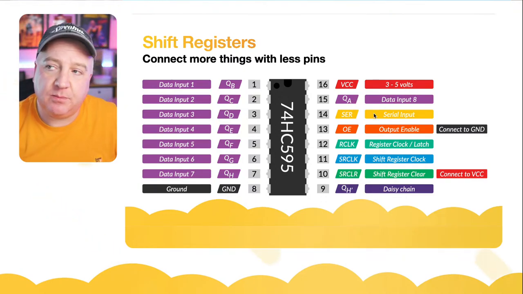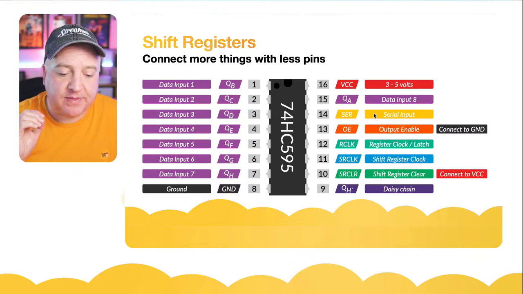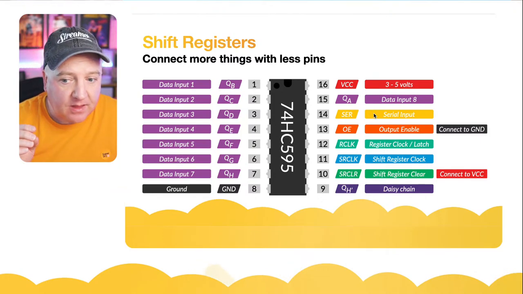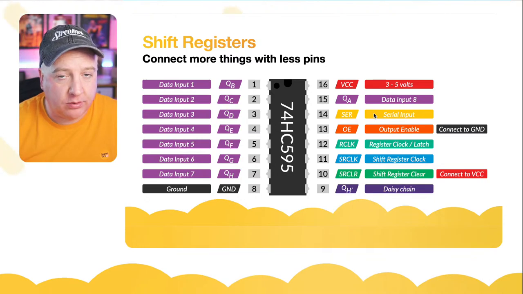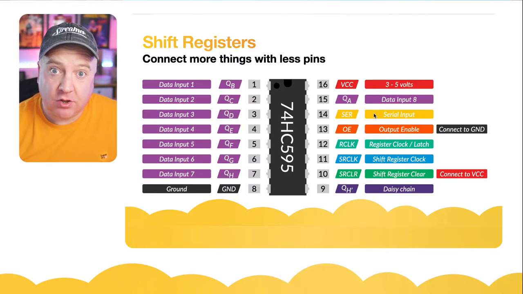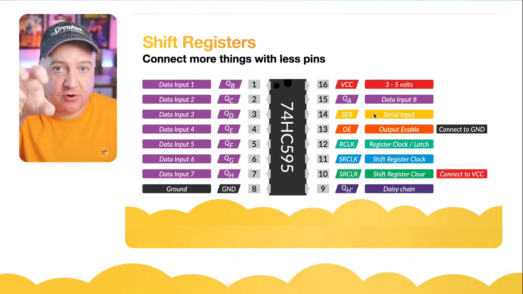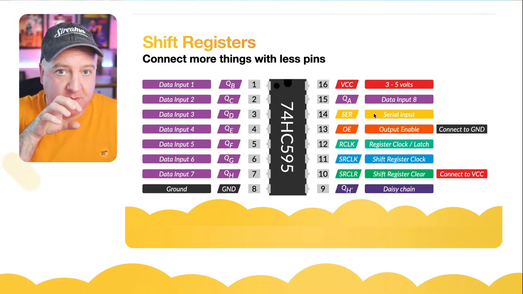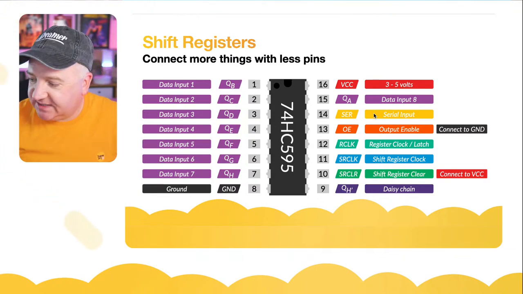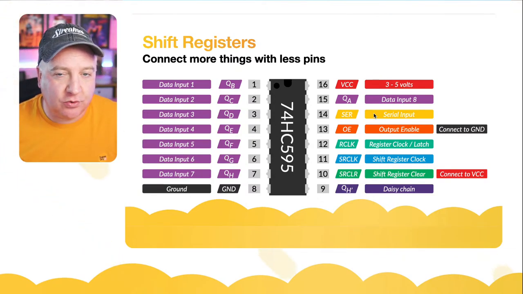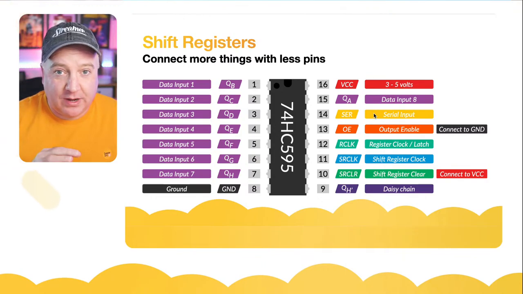So what the serial input will do is if we flip that high or low, we will register a 0 or a 1, 1 or a 0, and we then need to tick the clock internally in this for it to say, right, I'm going to grab that and I'm going to stick it onto my register. And I'll grab a piece of paper in a minute and just show you how this works diagrammatically. Then there is, and I'll go through that sequence in a minute, the output enable pin next.